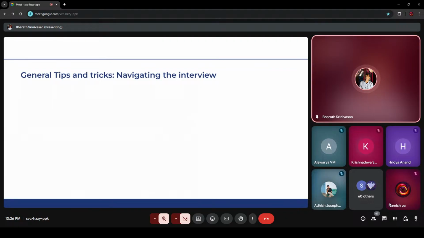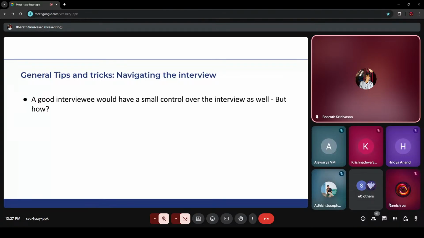So the next is a general set of tips and tricks with navigating the interview. That is again something that everybody overlooks, because the first thing is they always consider interviews to be the same as a viva. Okay, that's not the case. Both are oral. One is an oral test and another is an interview. So both are different things, right?